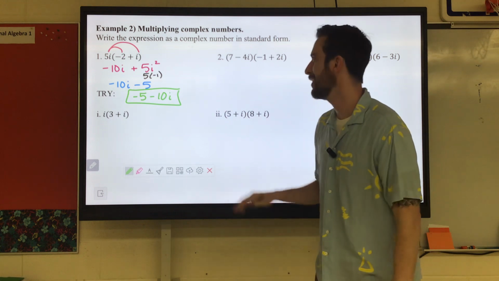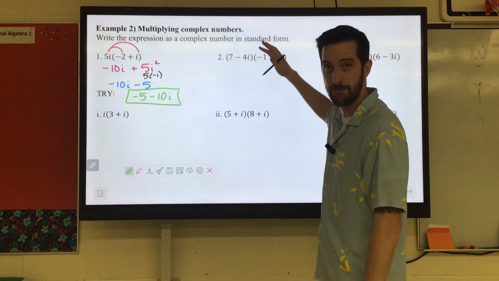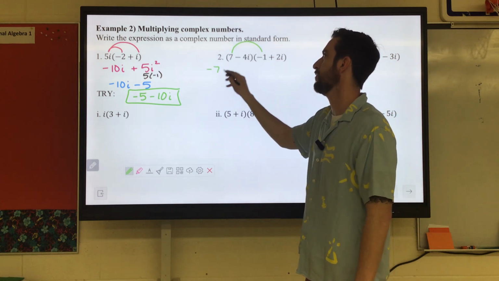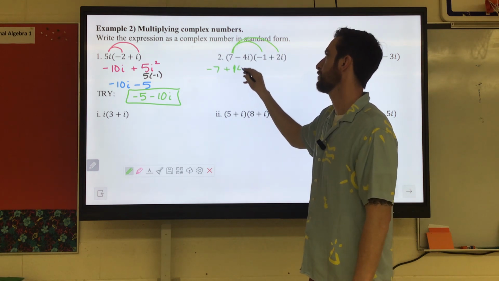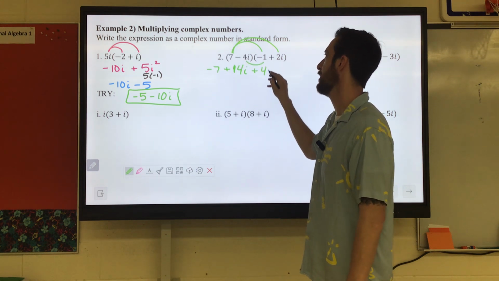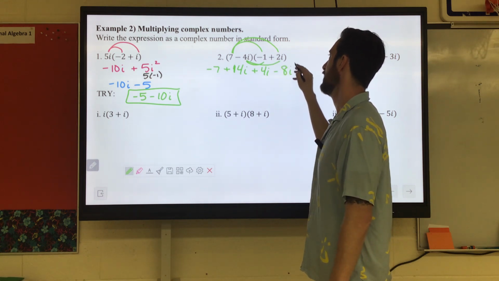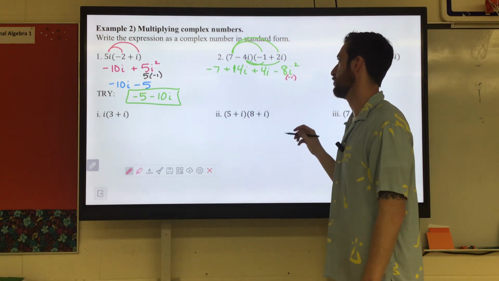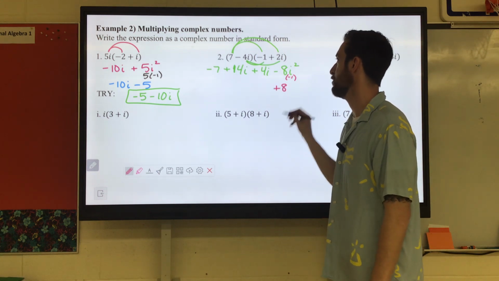Now we're also professional FOILers. First, outer, inner, last. Which really all we're doing is making sure we multiply everything in one parentheses by everything in the other. So if I multiply the 7 first, 7 times -1 is -7. 7 times 2i is 14i. -4i times -1 is positive 4i. And -4i times positive 2i is -8i squared. Now again, we're going to substitute in -1 for that i squared. So it becomes -8 times -1, which is going to change it to positive 8 back there.